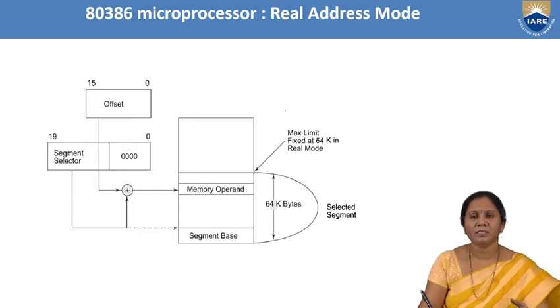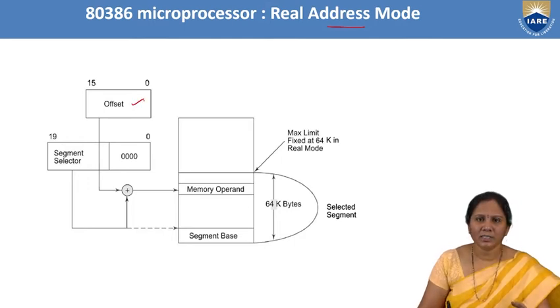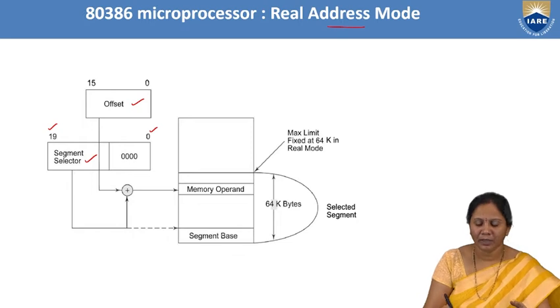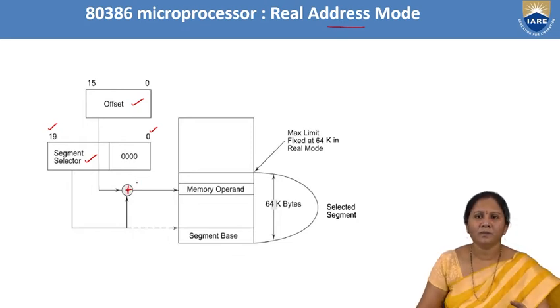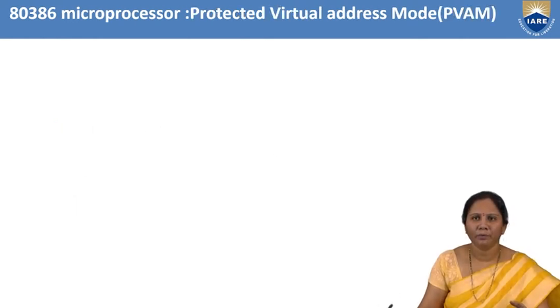Now, this is the schematic diagram of how to calculate the physical address for 80386 microprocessor. Considering here, this is the 16-bit offset address and this is the segment selector which gives the 20-bit segment address. By adding this segment address and offset address, it is going to give a 20-bit physical address. So here it is going to use only 64 KB of physical memory. In this way, physical address calculation will be done in the real address mode.